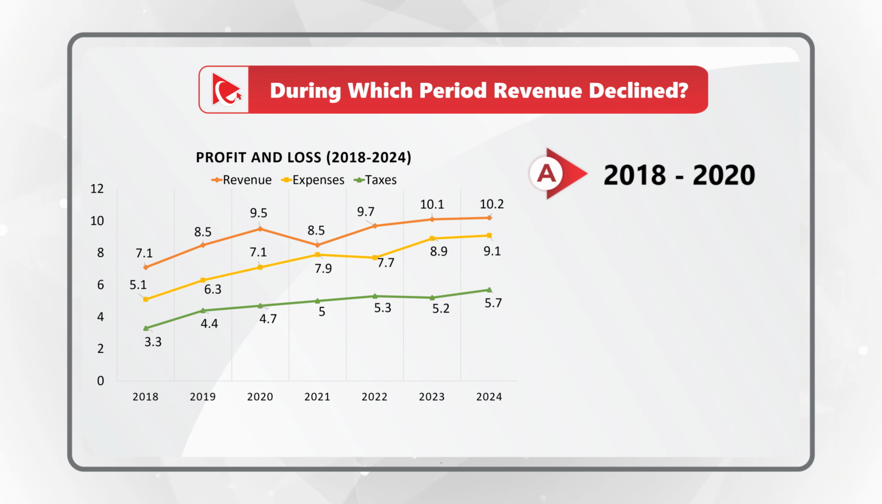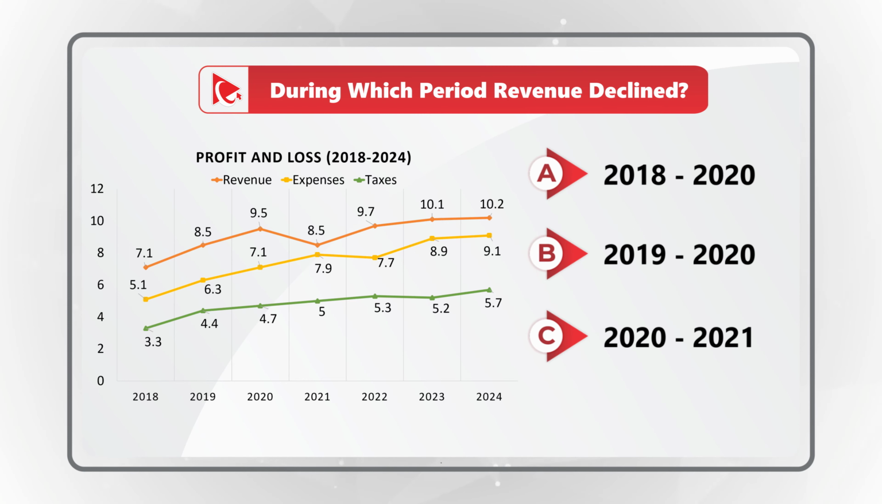And you need to select the final answer out of 4 different choices. Choice A, the period between 2018 and 2020. Choice B, the period between 2019 and 2020. Choice C, the period between 2020 and 2021. And choice D, the period between 2023 and 2024.